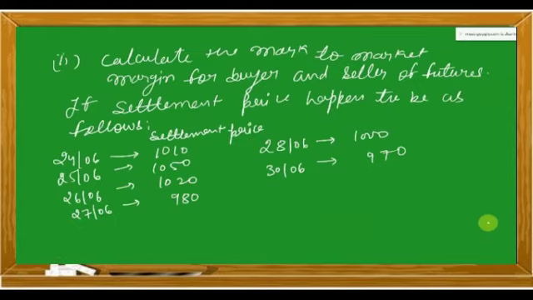Now we need to show that if the settlement price happens to be like this: on 24th of June it is this, on 25th of June the market price of the share, this is per share, 1010 per share, 1050 per share, 1020 per share, 980 per share, 1000 per share, 970 per share. Then how the margin deposit will work, how the mark to market margin process will be done.